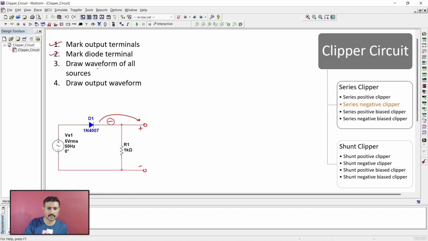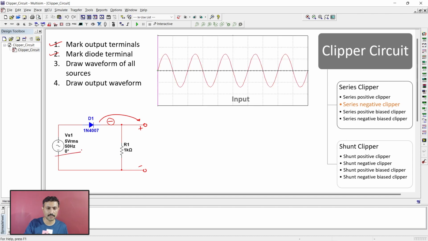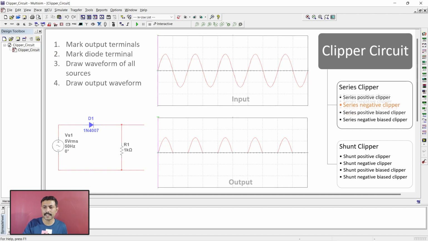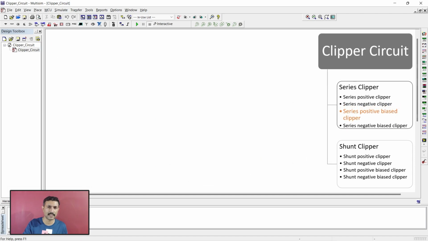Draw waveform of all sources. Here we have only one source. So this is our input signal. So from this, negative terminal of diode is facing the output. That means we need to clip off or remove the negative cycle from the output. So our output waveform will look like this. Isn't it very simple? But now we are going for a series positive biased clipper.